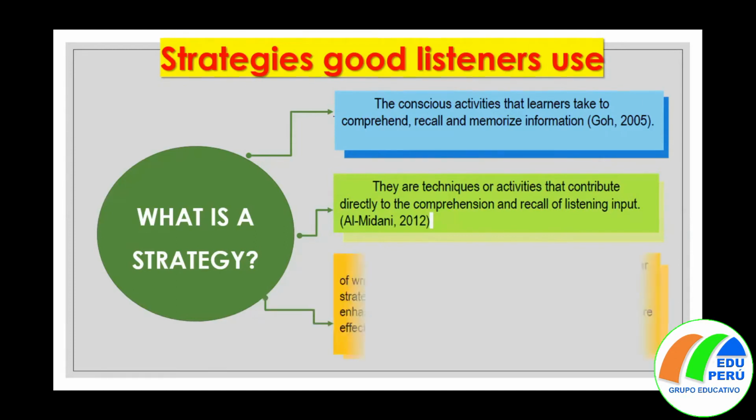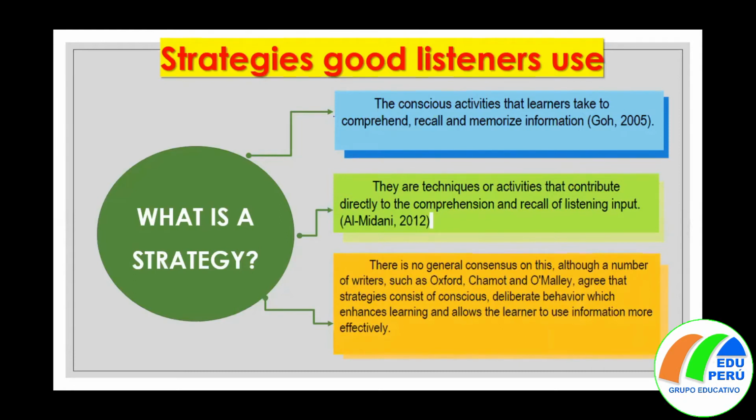Another one. Notice another definition of a strategy, related to listening skill. There is no general consensus on this, although a number of writers such as Oxford, Jamot, O'Malley agree that strategies consist of conscious behavior which enhances learning and allows the learner to use information more effectively. Notice again, conscious behavior, not activities, behaviors. These conscious and deliberate behaviors make us learn or use the information effectively. And this is a strategy.